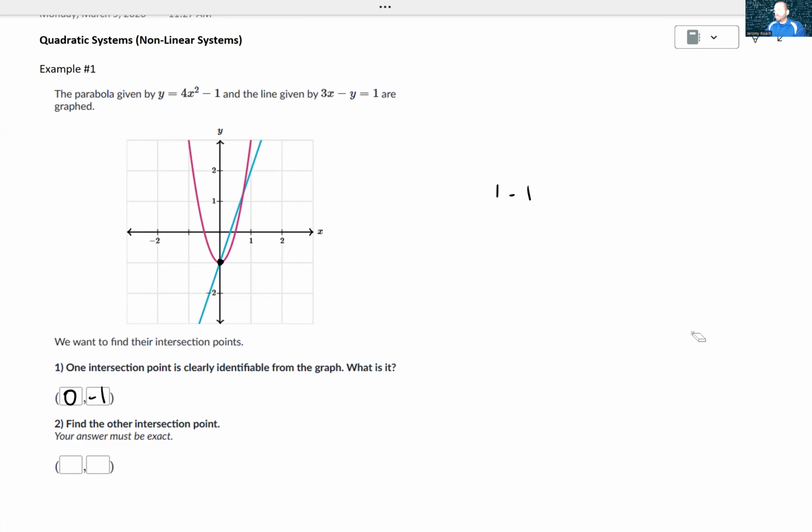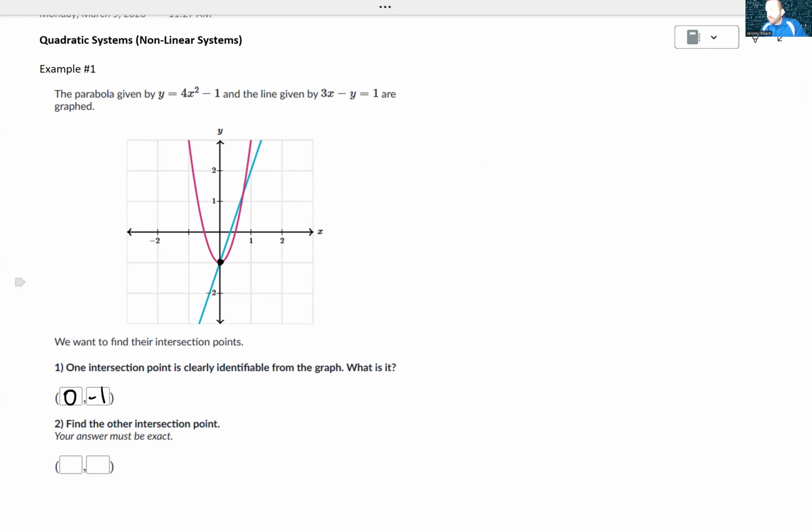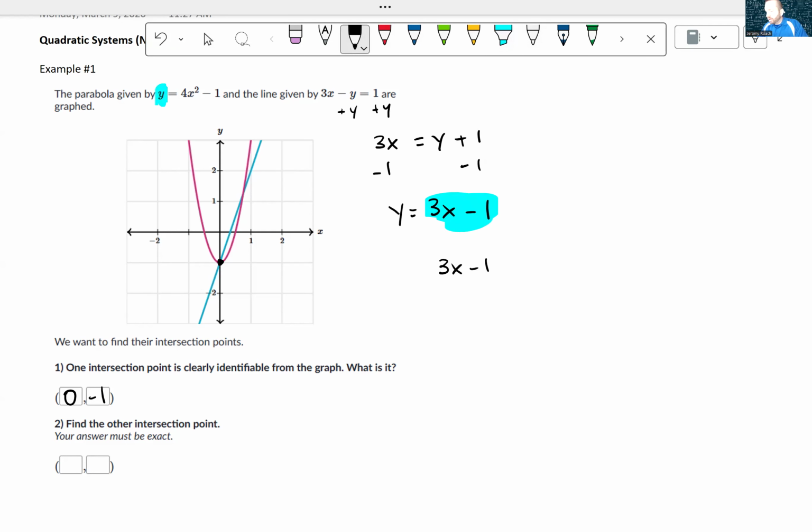Now for the second part, if we set both of these equal to y, this one's already set equal to y. If we set the second one equal to y, then we can set the two equations equal to each other. So if we add y on both sides, we have y plus 1, and we get y equals 3x minus 1. Now we're going to substitute all of this y for that y there. And we have 3x minus 1 equals 4x squared minus 1.